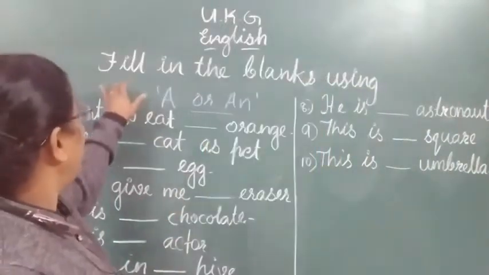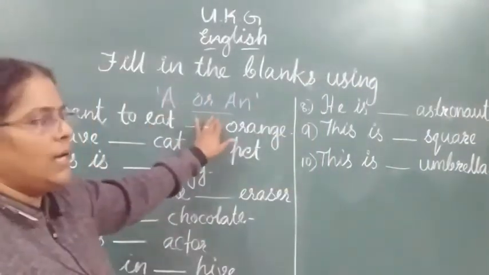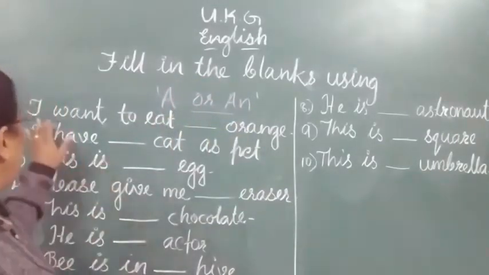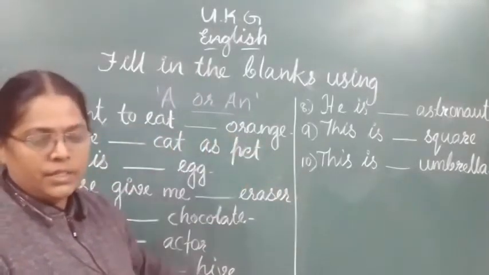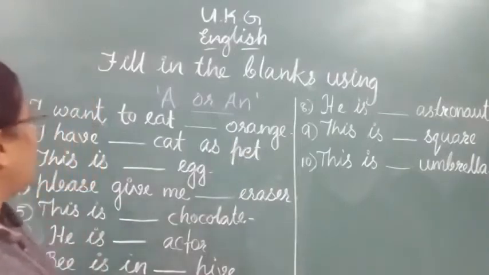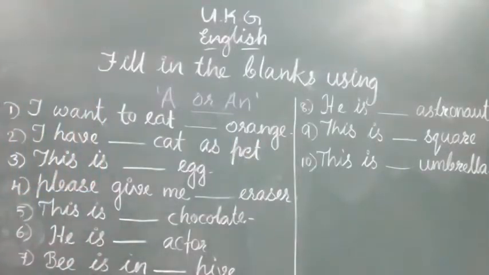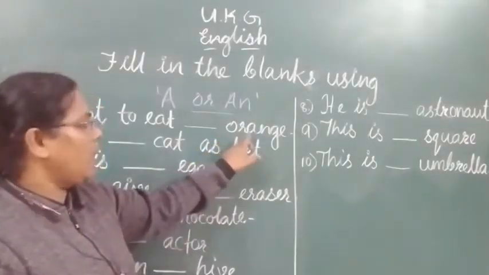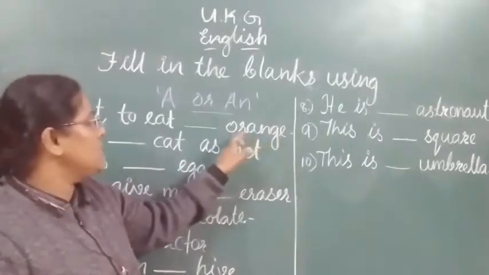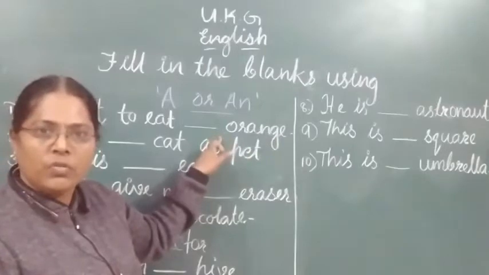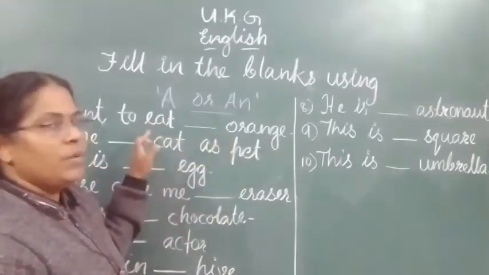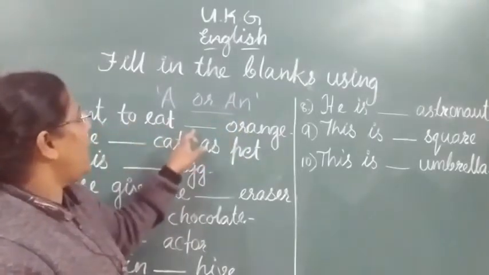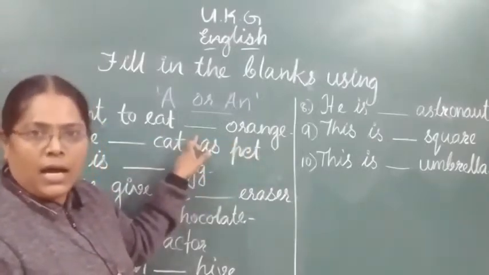Okay, next one. Fill in the blanks using a or an. I want to eat dash orange. Look, what is the spelling of orange? O-R-A-N-G-E. This word begins with which letter? A vowel sound. So what will we use here? We will use an. I want to eat an orange.